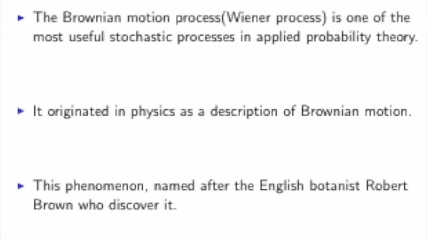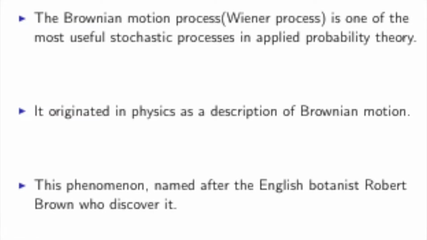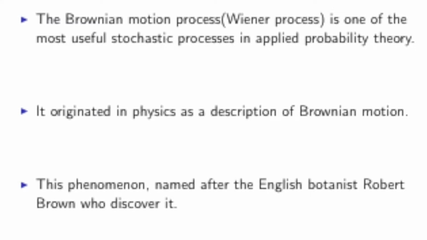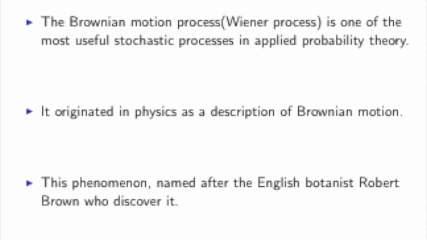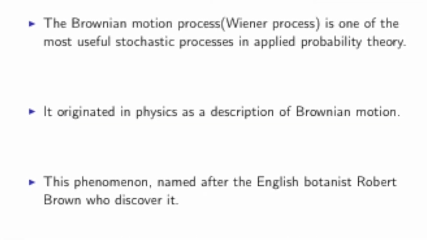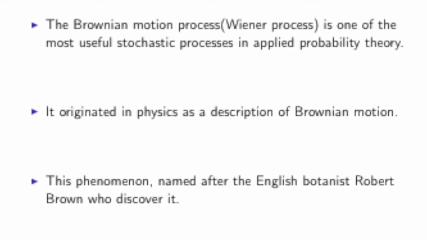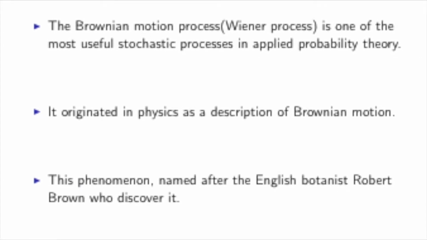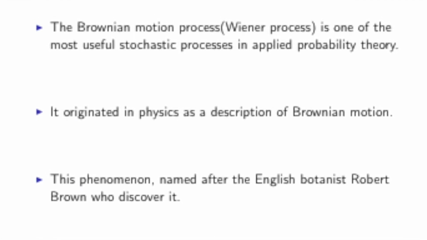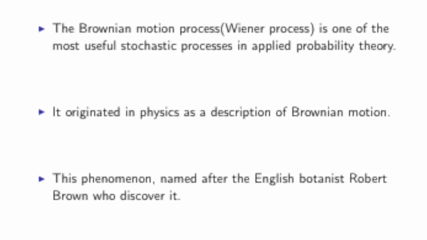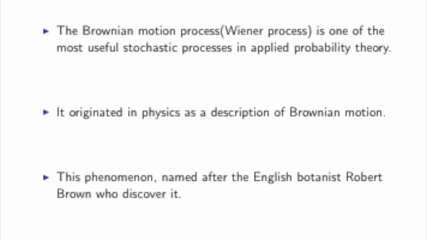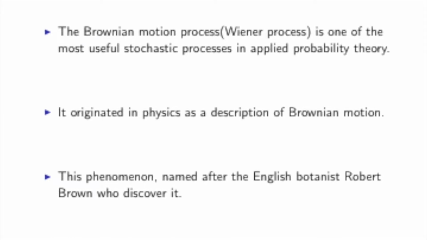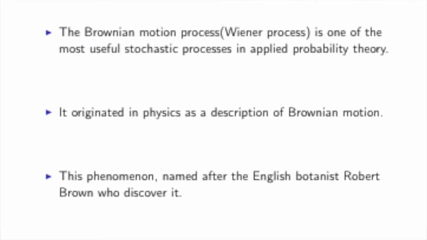Brownian motion. The Brownian motion process, or Wiener process, is one of the most useful stochastic processes in applied probability theory. It originated in physics as a description of Brownian motion. This phenomenon, named after the English botanist Robert Brown, who discovered it, is the motion exhibited by a small particle that is totally immersed in liquid or gas.